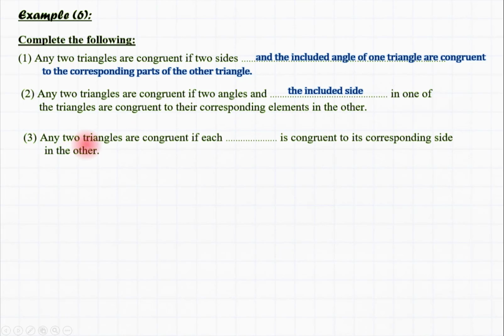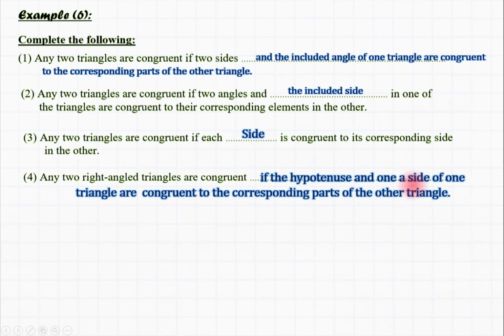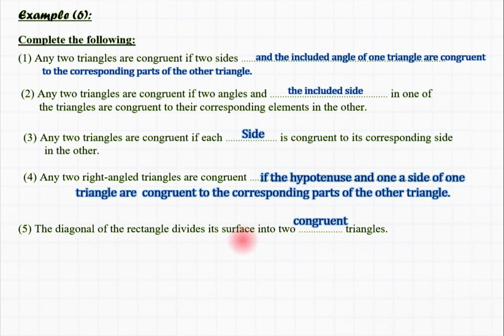Number 3: any two triangles are congruent if each side is congruent to the corresponding side in the other triangle. Number 4: any two right angle triangles are congruent if the hypotenuse and one side of one triangle are congruent to the corresponding parts of the other triangle. Number 5: the diagonal of a rectangle will divide its surface into two congruent triangles.